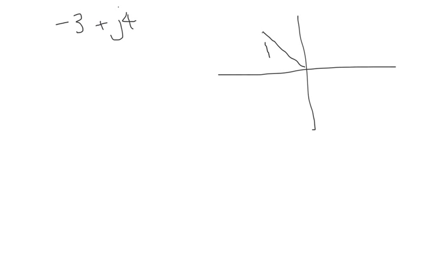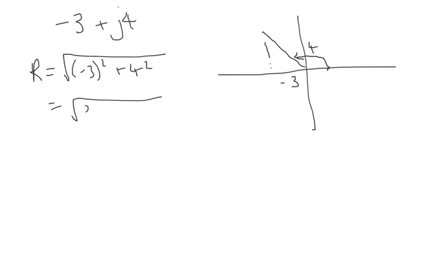This time -3 plus j4 is not in the first quadrant. It's handy to draw a sketch. -3 plus j4 is actually in the second quadrant. -3, up 4. So our angle is between 90 and 180 degrees, measured round here. Come back to the angle. Work out r. -3 squared plus 4 squared is 9 plus 16. So r is root 25, equal to 5.